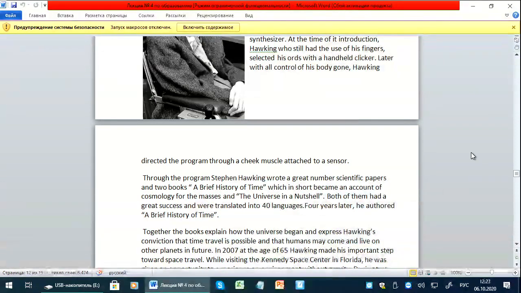Four years later, he authored A Briefer History of Time. Together, the books explain how the universe began and express Hawking's conviction that time travel is possible and that humans may come to live on other planets in the future.